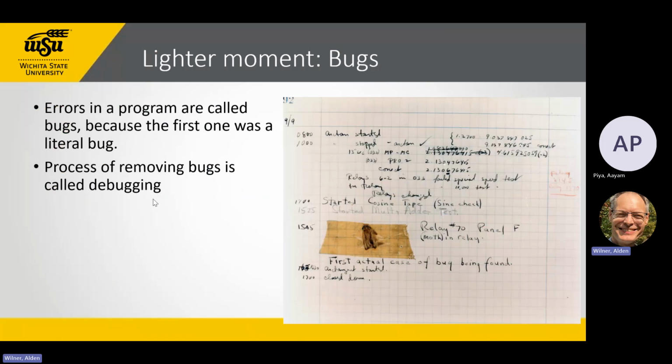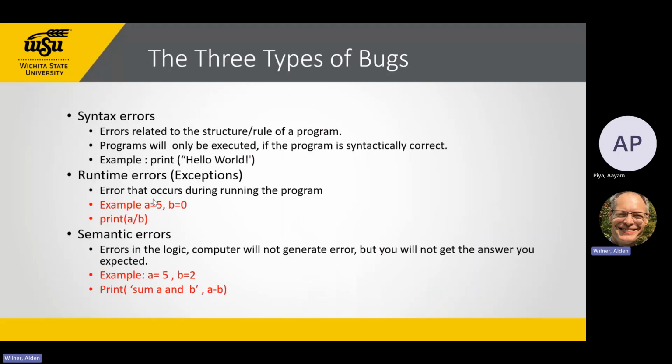And the thing stopped working. It wouldn't run the program, and they sent the technician in crawling inside the computer because, you know, the computer was as big as a house, right? And they found relay number 70, panel F. The relay wasn't working because there was a bug that had crawled in, got squished, and it couldn't make contact. So the very first computer bug was an actual bug. And so that's why we call removing bugs debugging. We're getting the bugs out of our code.